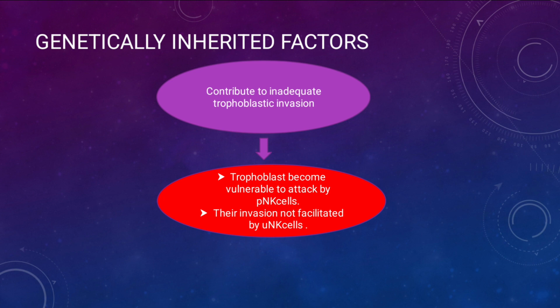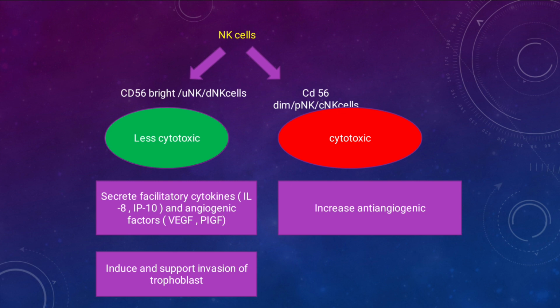Then genetically inherited factors contribute to inadequate trophoblast invasion. The trophoblast becomes vulnerable to more attack by the natural killer cell. The invasion is not facilitated by the uNK cell. If it is because of defective HLA-G expression, the NK cell will be activated and the uNK cell is not activated.